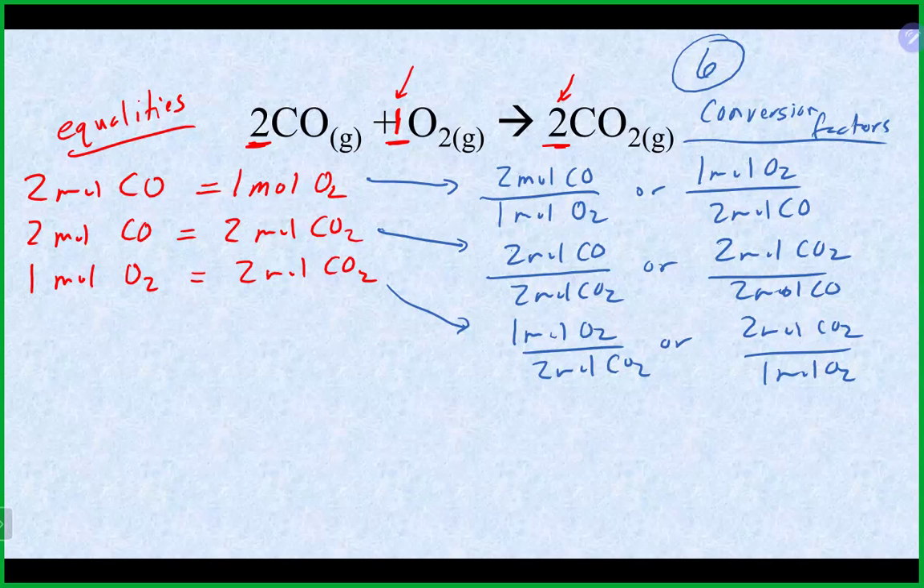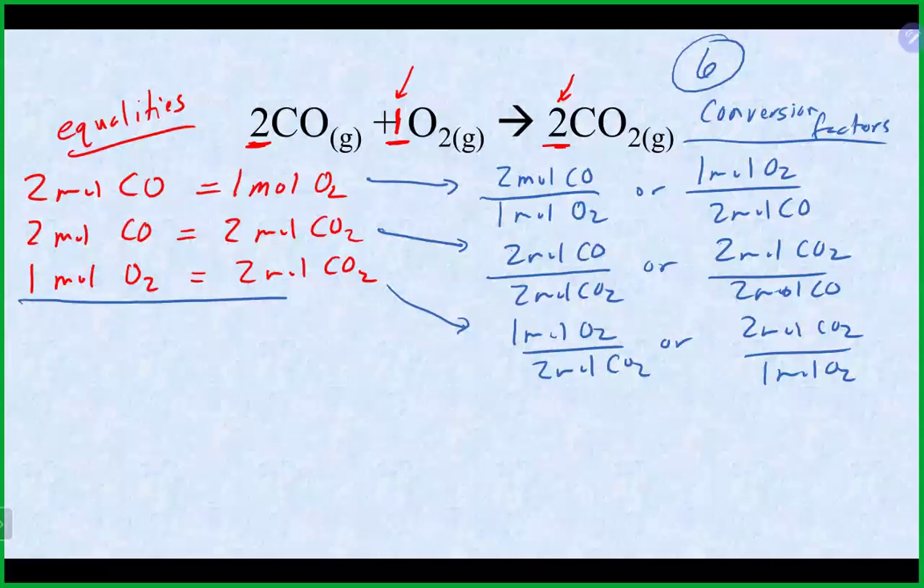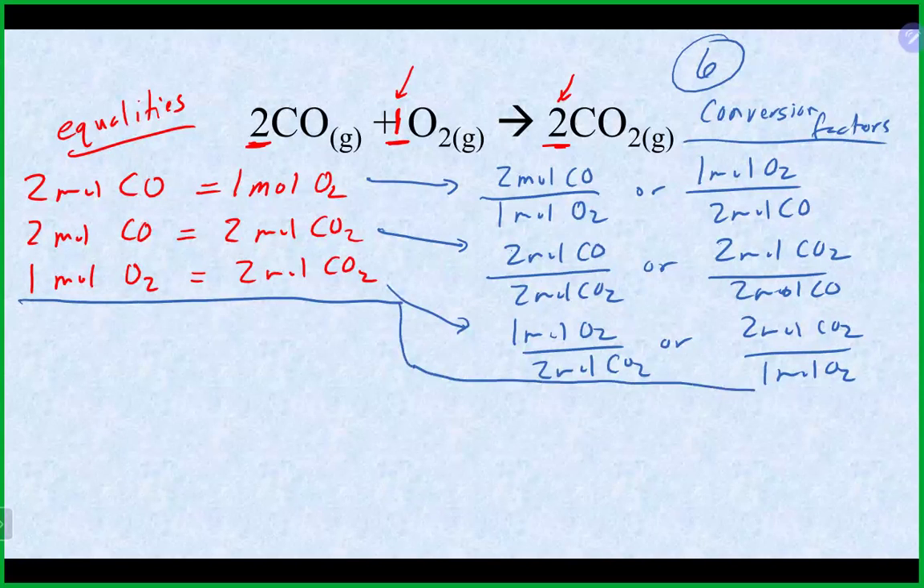Now, how do we put these together? To show you what we might want to do, let's just say, for example, that in this case we produced, I don't know, 25 grams of CO2, and we wanted to know how many grams of O2 we started with. So this is a typical stoichiometry type problem.